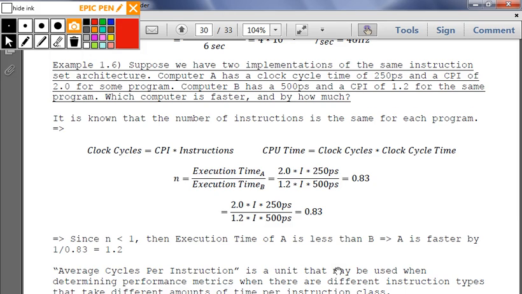So clock cycles equals CPI times the number of instructions. If we have the same program, what does that mean about the number of instructions? They are the same, right? And so CPU time is clock cycles times cycle time. So therefore, N, which I've just come up with, represents the ratio between A and B. So execution time A over execution time B becomes CPI times I. CPI of A is 2.0 times I. And then for B, you have 1.2 times I times the clock cycle time, which is for A, 250 picoseconds, and for B, 500 picoseconds.